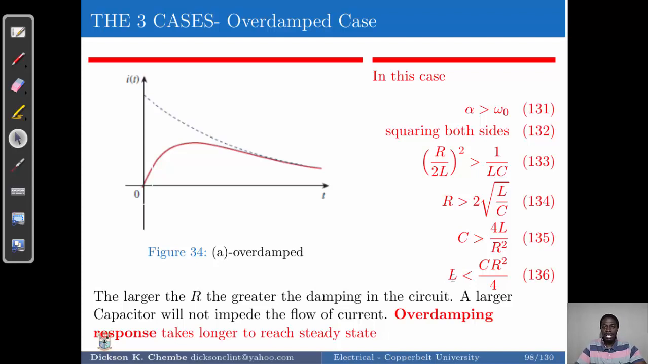So all these scenarios allow for overdamping. When you have a larger resistance, a larger capacitance, and a smaller value of inductance, you're going to experience overdamping in the circuit. This is not very good if you're adding a solar system into a grid, for instance, because what you need is for the damping to be very quick, so that you lessen the transients in the circuit or in the grid.